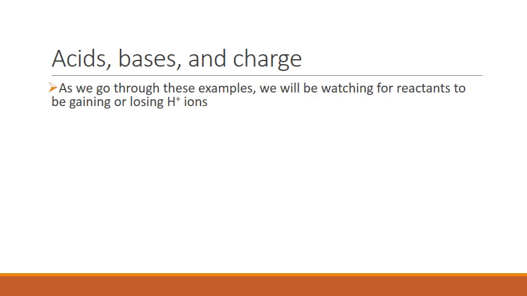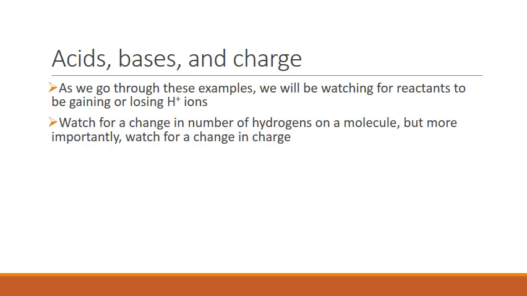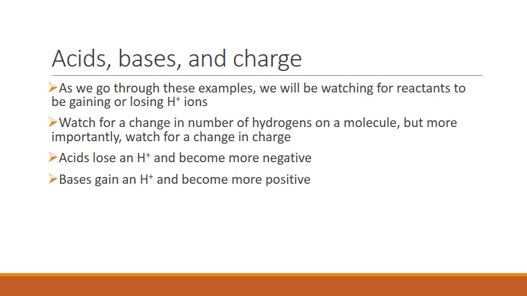So as we go through the examples, we'll be watching for reactants to be gaining or losing H+ ions. So watch for a change in the number of hydrogens, but more importantly, watch for a change in the charge. When an acid donates H+ or a base accepts, the charge will change from reactant to product. If an acid loses an H+, it becomes more negative. If a base gains an H+, it becomes more positive. Let's look at a couple examples.